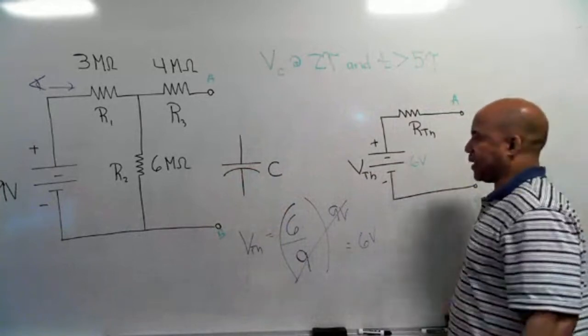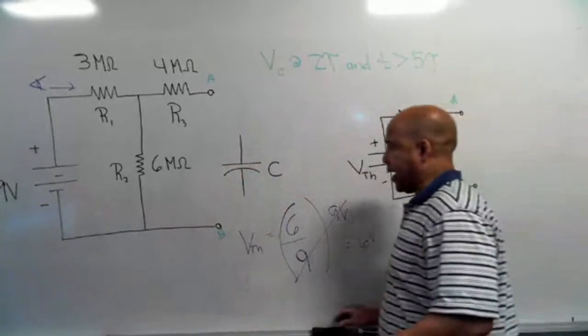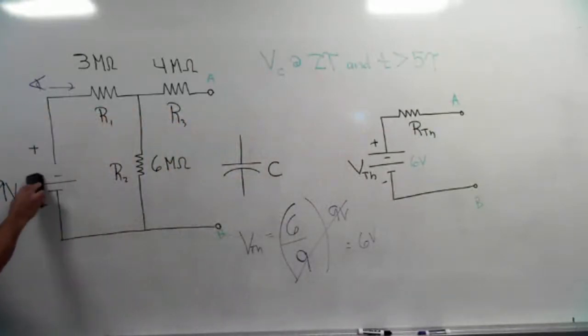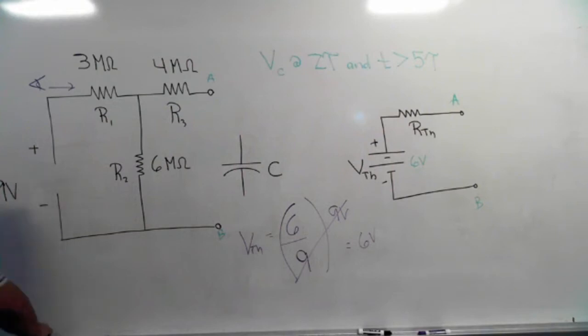For the second part of the problem, I have to find RTH. The way we do that is we first set the power source to 0. The power source is a voltage source, so we replace it with a short circuit. If it's a current source, we replace it with an open circuit. It's a voltage source, so I replace it with the short.